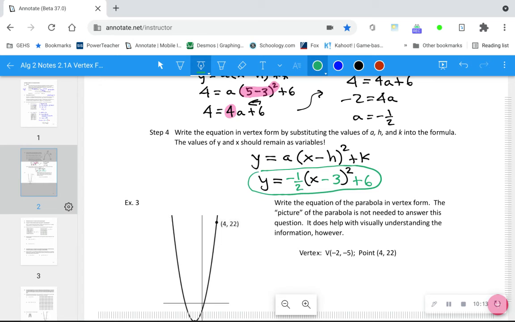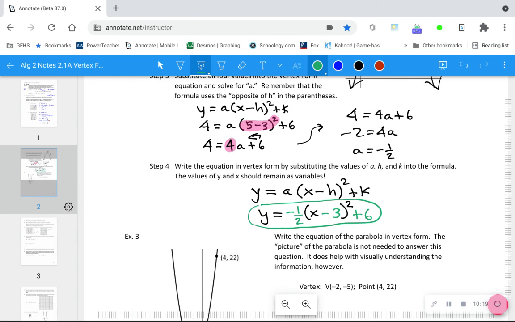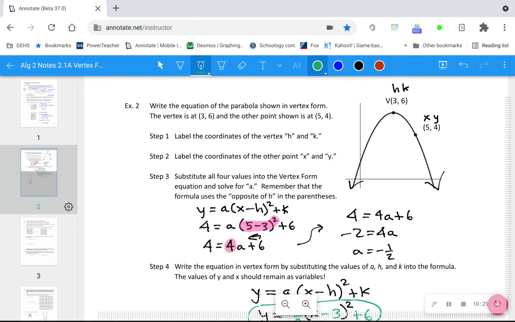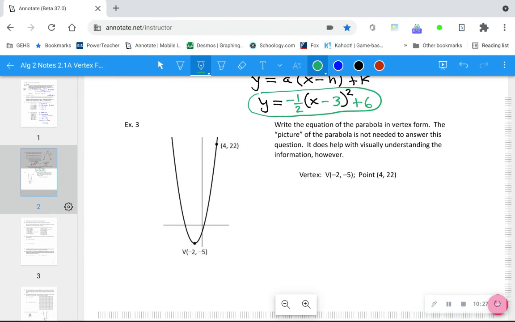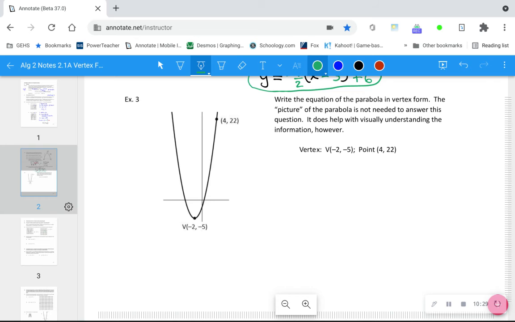And you could actually check this by graphing it on a graphing calculator and using the trace key to see if those 2 points that are mentioned up there, (3, 6) and (5, 4), are actually on the graph. Okay, so let's do it once more here. And what I want to point out here is that you really don't need the picture to be able to do this. You just have to know which point's the vertex and which point's just another generic point.